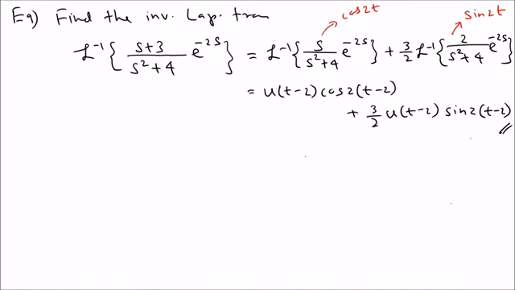When you have an e to a function like that, it's just a shifting. It is a second shifting theorem for that. Now let's look at how we use this for switching. So let's do a problem like this.